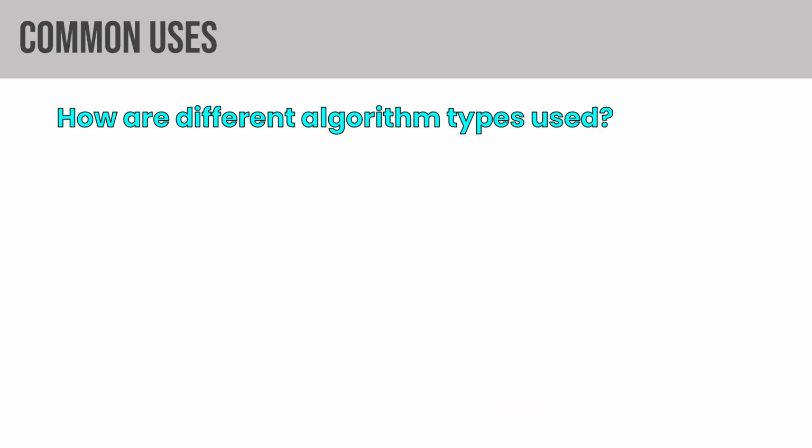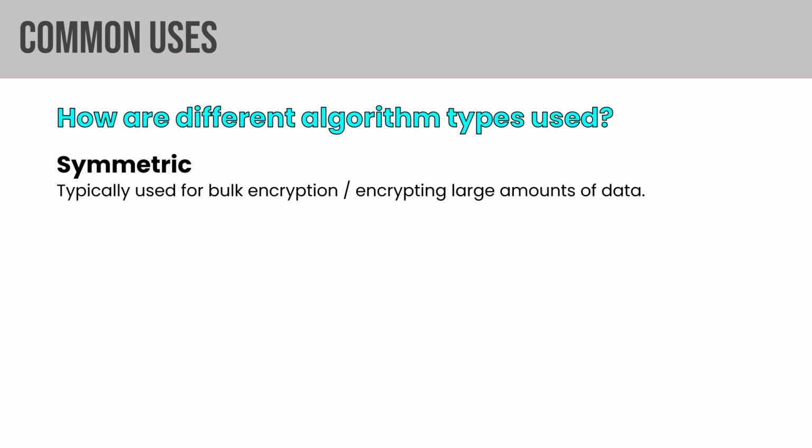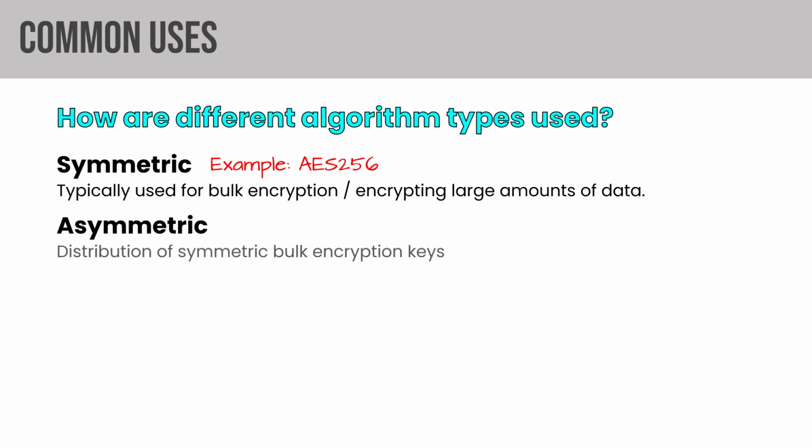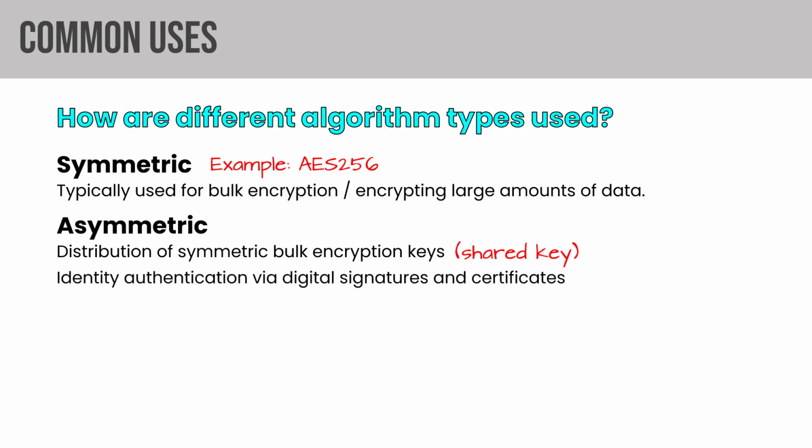Now, to really bring together your understanding of these different cryptographic methods, let's talk about how these algorithm types are typically used. So symmetric cryptography is typically used for bulk encryption, encrypting large amounts of data. An example of a symmetric algorithm is AES-256. Asymmetric cryptography is often used in distributing the symmetric algorithm's encryption key, because remember, it's a shared key, so asymmetric gives us a secure method for transmitting keys.